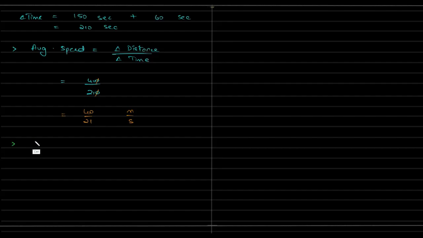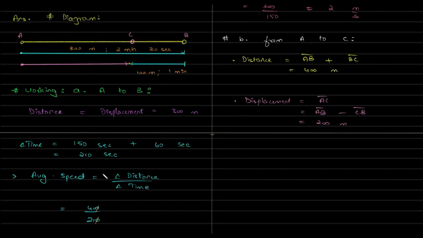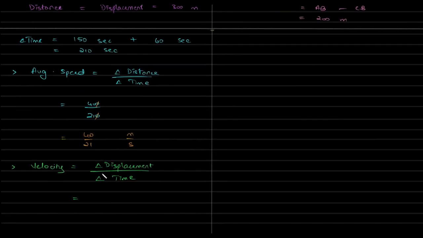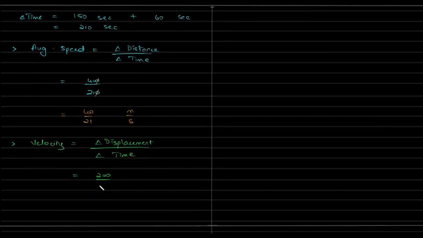Then now we have velocity, which is your displacement by time. Displacement, I think it is, I forgot, 200. Okay, it's 200 by 210. So again here it is just 20 by 21 meter per second. And we have, what else? Okay, that's it. So what is that?